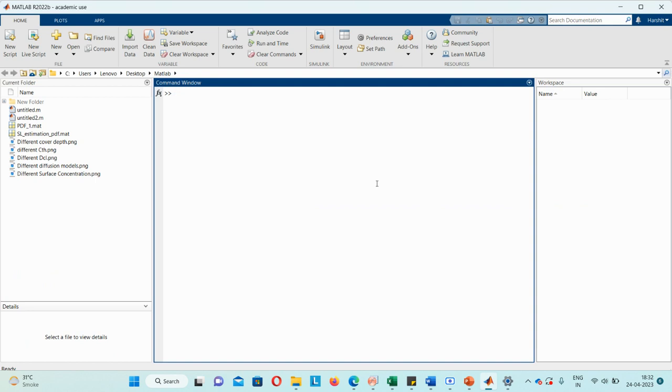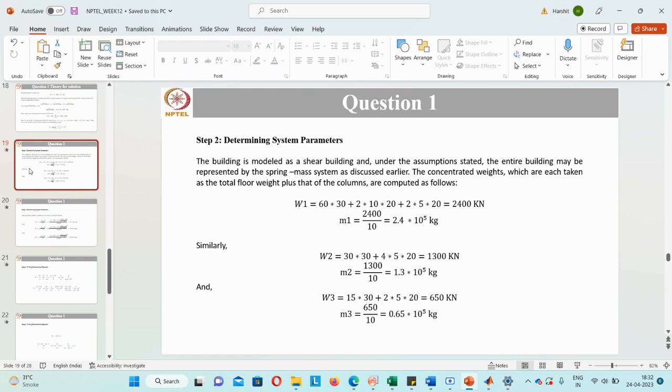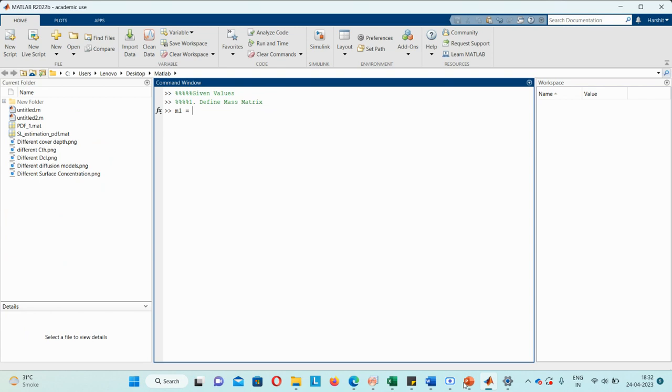So this is the MATLAB workspace. What's the first thing that we need to do? We need to define the given values. Always try to write comments while coding so that if there are some errors in the code, debugging becomes easy. So the first step is to define the mass matrix. Now we have three floors, so we will define all the three masses first and then we'll write the matrix. So M1 is 2.4 into 10 to the power 5, M1 is 2, 4 and 4 times 0.